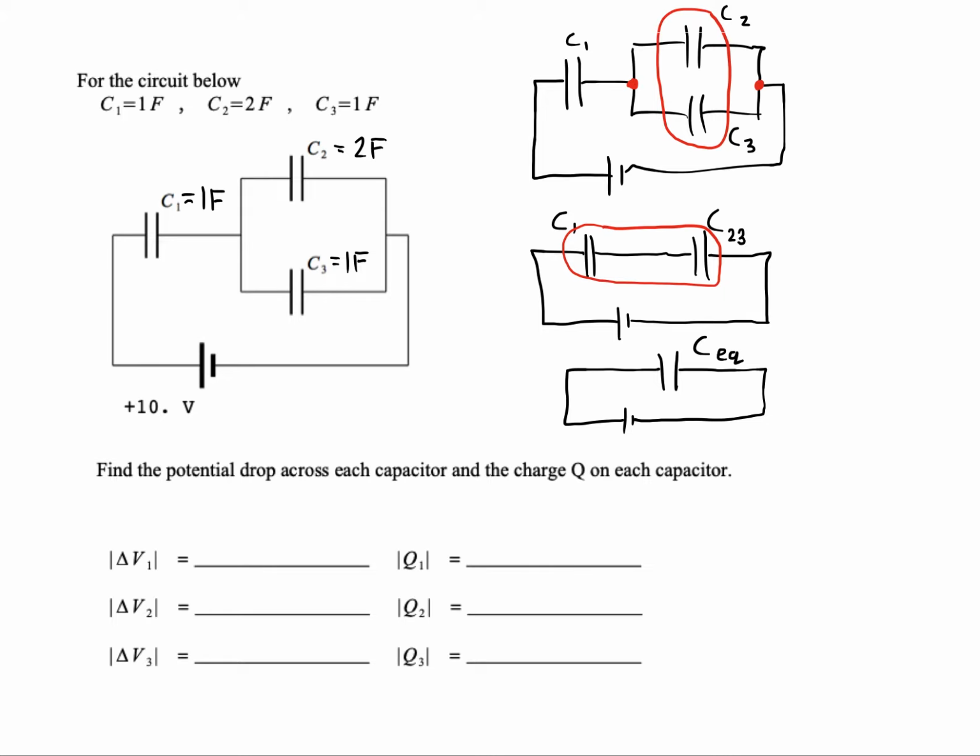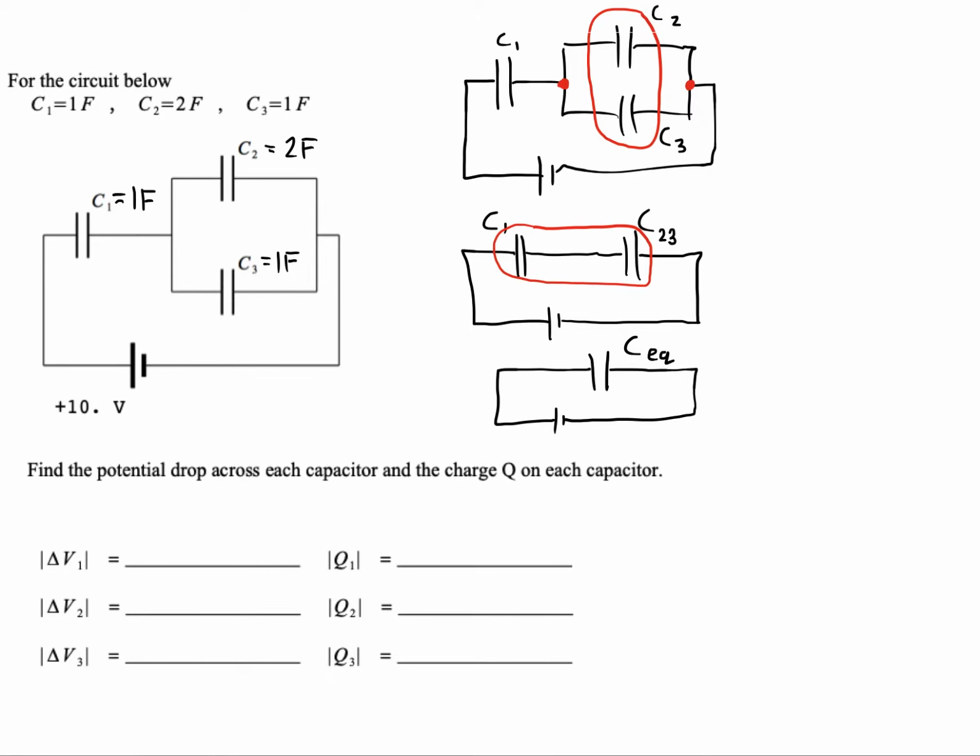But what we want to do is use the rules for equivalent capacitors to figure out what is the capacitance of CEQ. That's our goal here. All right, so when we combine capacitors C2 and C3, we want to use the rule C23 equals C2 plus C3. Okay, so C2 is 2 farads, C3 is 1 farad. Add those together.